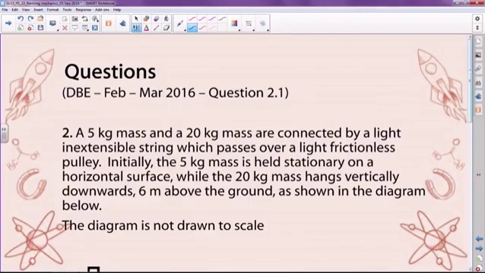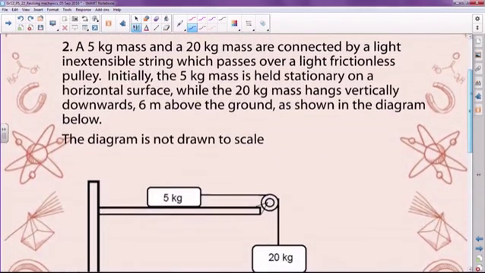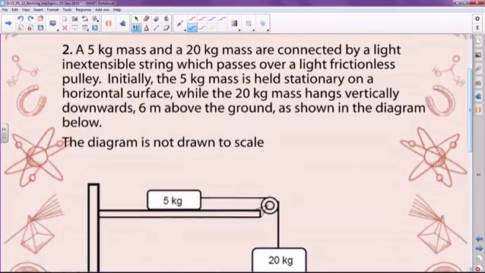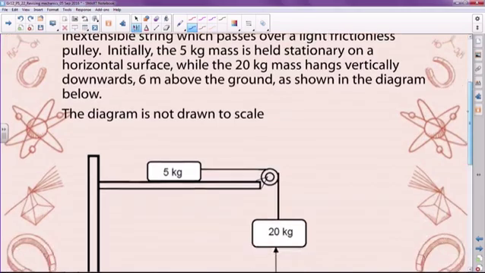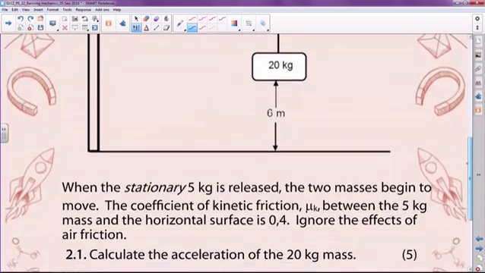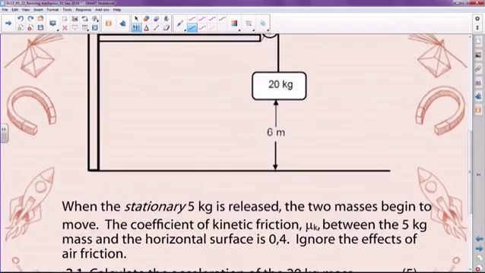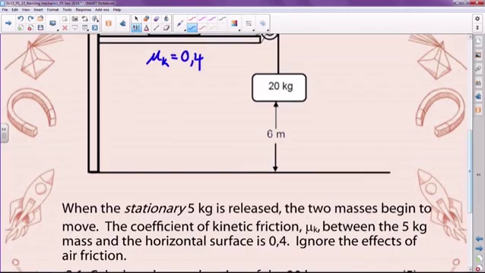So here we go. We have a 5 kilogram mass and a 20 kilogram mass, which are connected by a light inextensible string, which means you can ignore it, which passes over a light frictionless pulley. Yay, no friction there. Initially, the 5 kilogram mass is held stationary on the surface, while the 20 kilogram mass hangs vertically downwards, as shown in the diagram, not drawn to scale. When the stationary 5 kilogram mass is released, the two masses begin to move. The coefficient of kinetic friction between the 5 kilogram mass and the horizontal surface is 0,4. And now they ask you to ignore the effects of air friction.